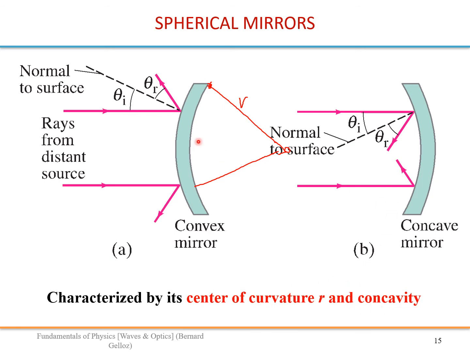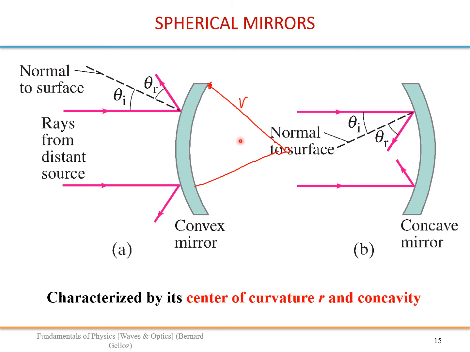And concavity. Your real world is on the left side, so this one is convex because it has this shape, and this one is concave. Okay, so it looks like a cave, that's why it's called concave. In general, your real world is on the left side and the virtual world is on the right side.